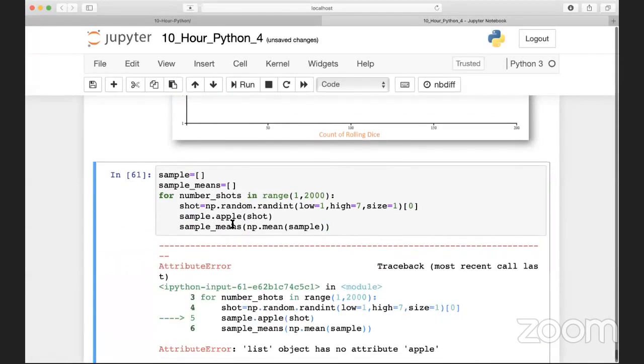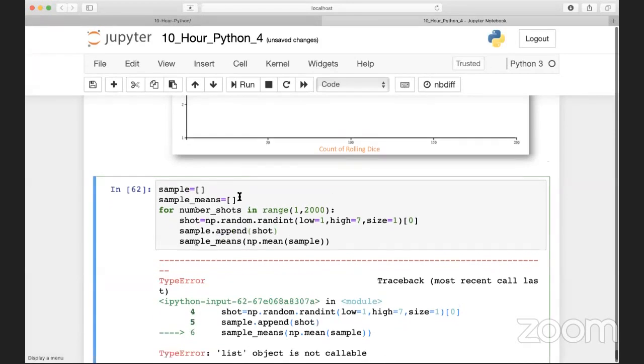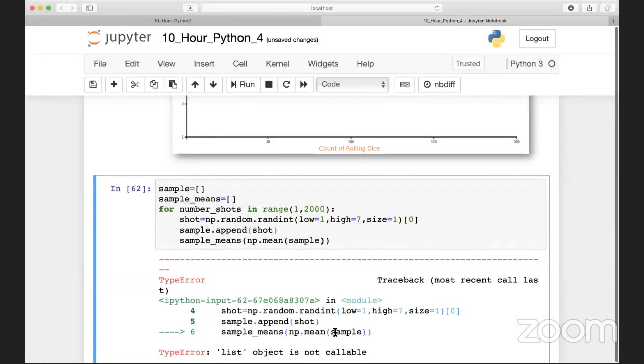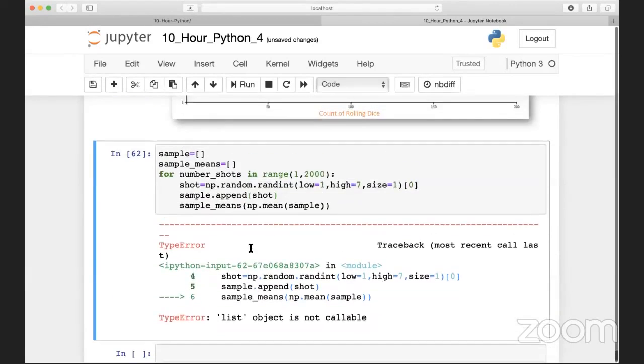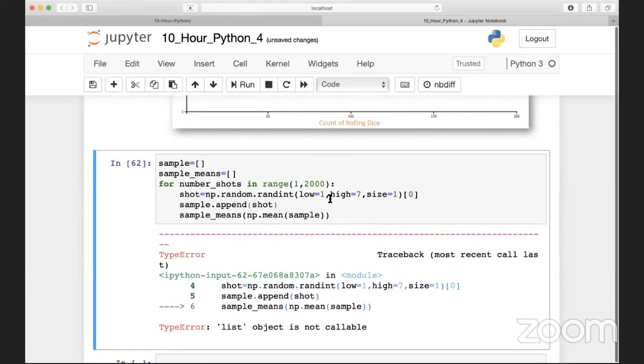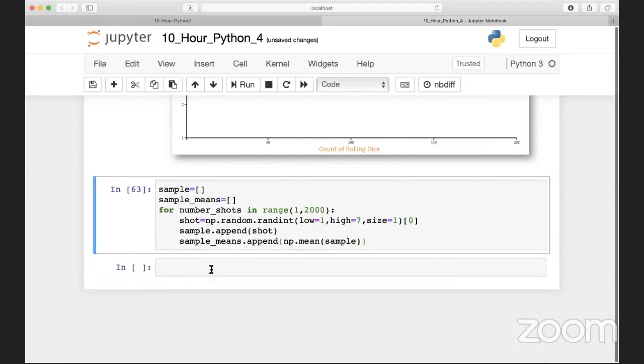Let's run this. There is something wrong. Oh, what's apple? It's append, not apple. All right, I have another problem here. np.mean(sample), list object is not callable. So there is something wrong, I guess. np.random.randint(low=1, high=7, size=1). Okay, this is shot. sample.append(shot). Sample means, oh, I forgot the append. Okay, here we go. It works.